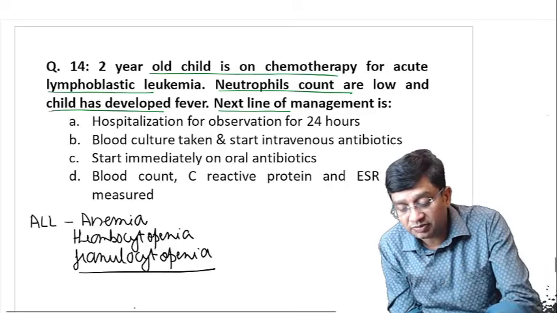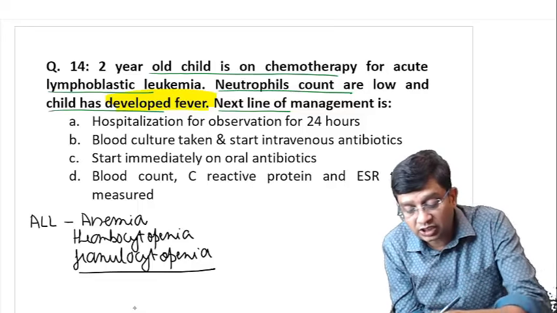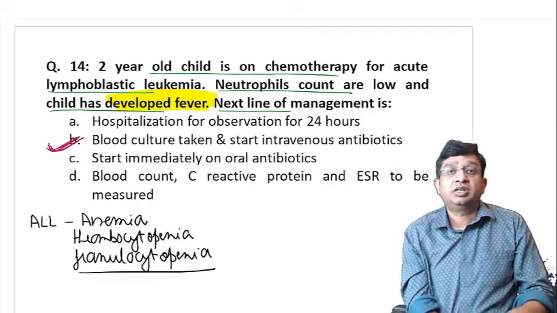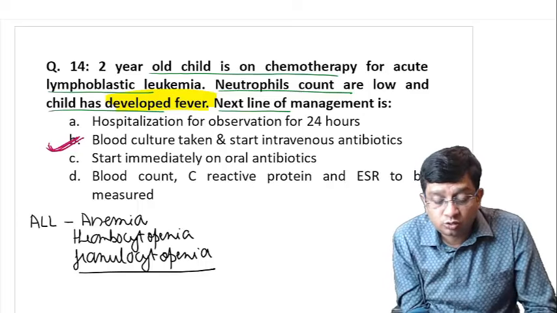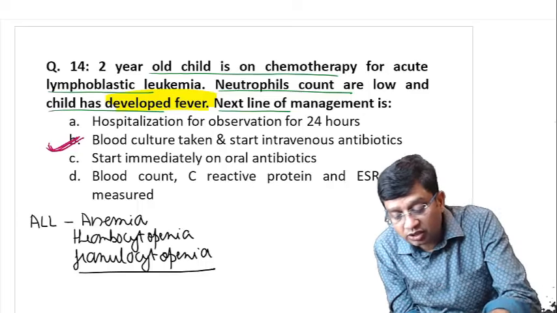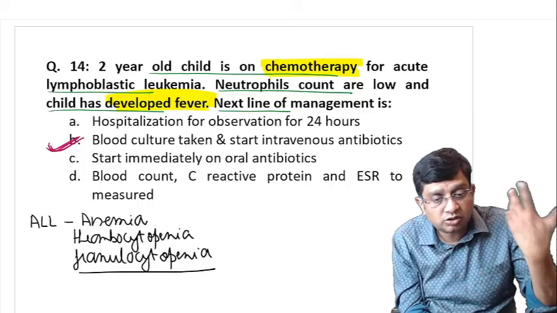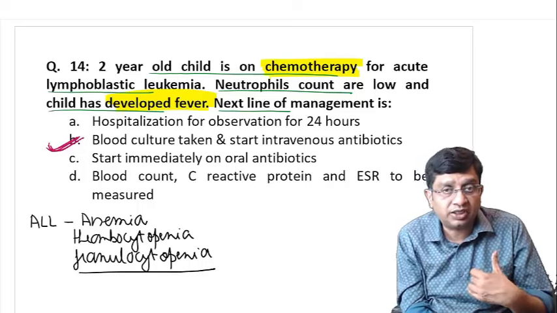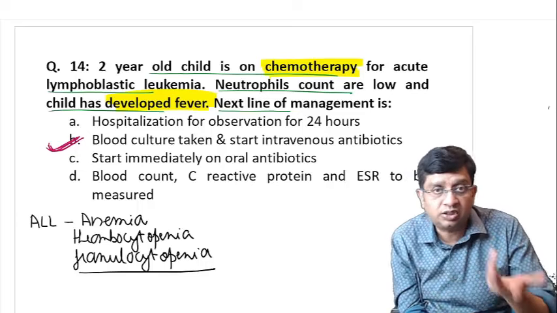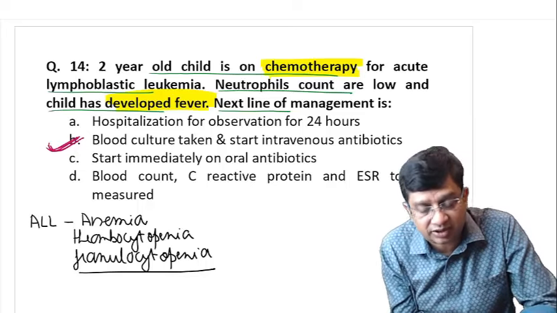So if an ALL child develops fever, you should always think of infection. So what should be your first step? You should take a sample for blood culture and you should start IV antibiotics. Before starting intravenous antibiotics, you should always take a blood culture. Now, why not oral antibiotics? The child is already on chemotherapy, which means the child's immunity is depressed. So why take risk with oral antibiotics? Once you start IV antibiotics, the culture report can change. So always take a blood culture and start the IV antibiotics.